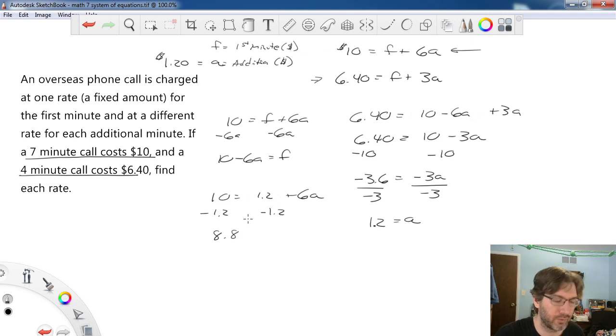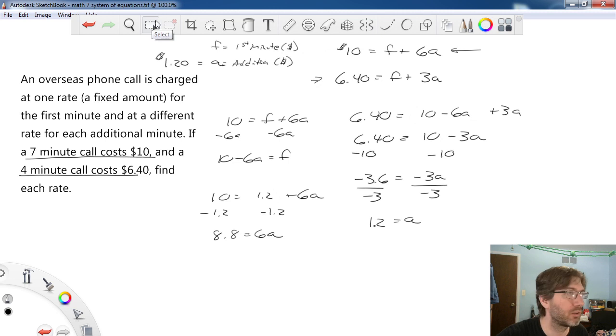Did I do that right? 10 minus 1.2, yeah, that's 8.8, equals 6A. It's 88 divided by 6. Do I like that? I don't know. We'll check our work to see if this is making sense. Divide each by 6. $1.2 equals A. And that's why that's not making sense.